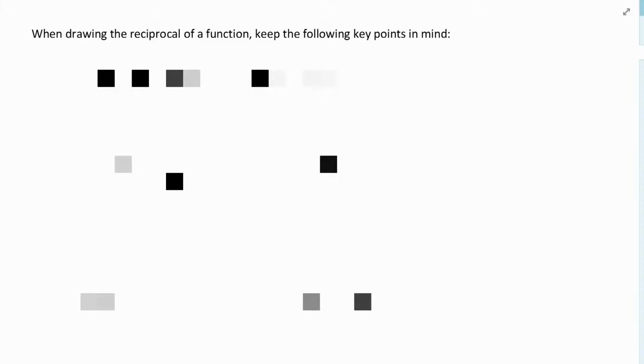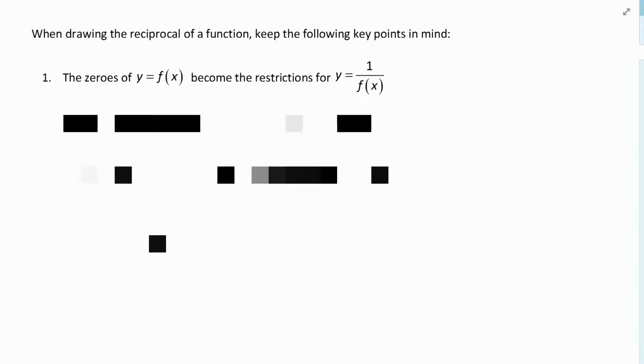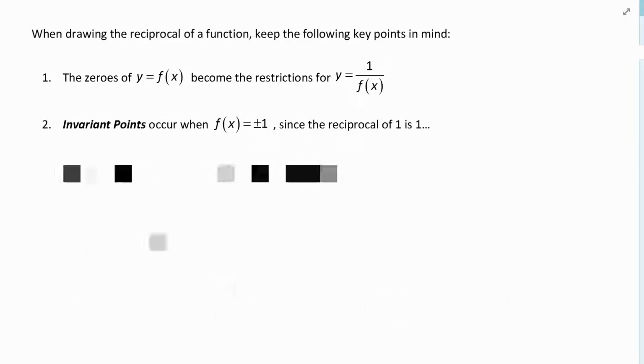Okay? Let's look at just a list of these key characteristics then. So key points to remember. The zeros of y equals f of x become the restrictions for 1 over f of x. Invariant points occur when f of x is equal to plus or minus 1, since the reciprocal of 1 is 1.